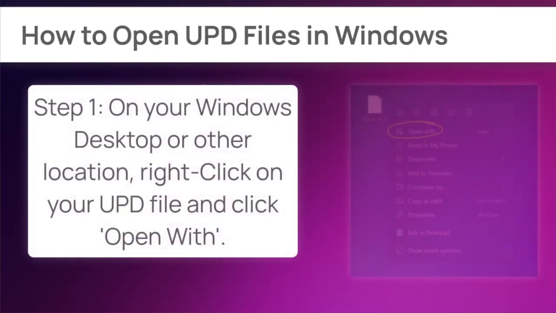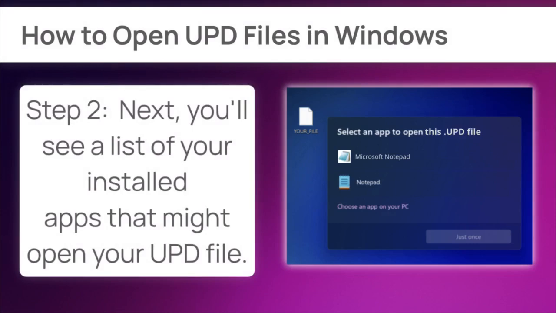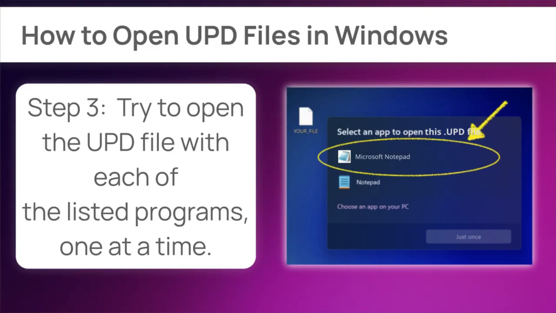Your most vital first action is the file association test. Right-click the UPD file and choose Open With. If Microsoft Notepad is on your machine, test it. If not, choose another program. We must find the correct software.